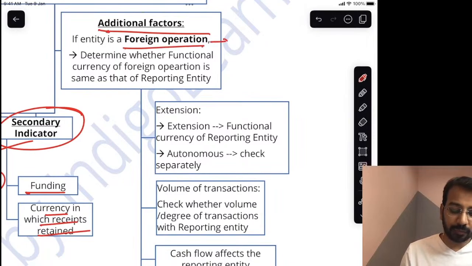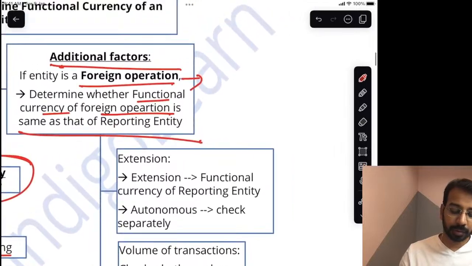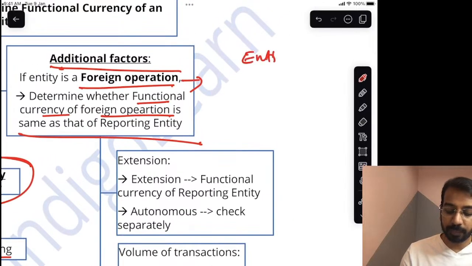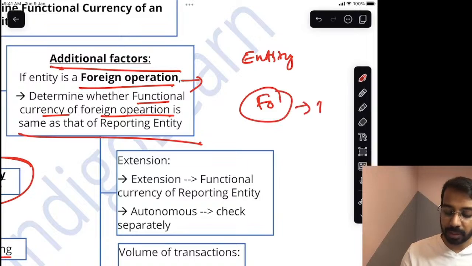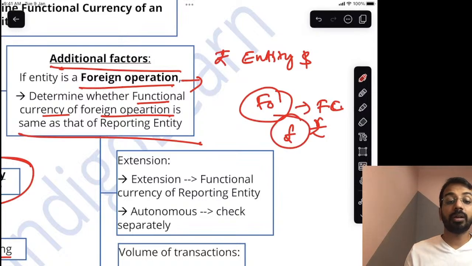Now, if the entity has a foreign operation, in that case you have to see whether the functional currency of the foreign operation is the same as that of the reporting entity. Let us say there is the entity and there is a foreign operation. The foreign operation may have a different functional currency, say pound. The entity may have dollar or rupee as the functional currency. Now you have to determine what should be the functional currency of the foreign operation.